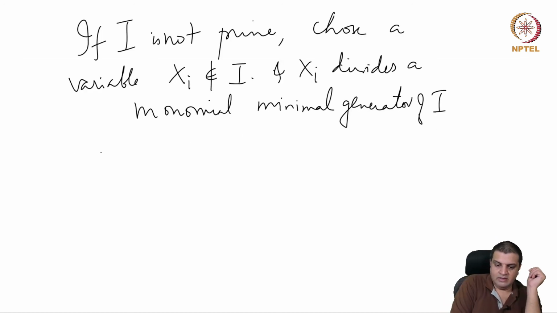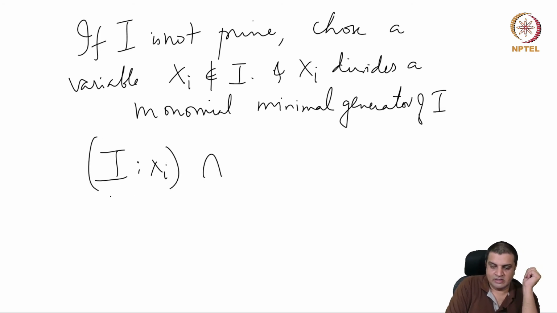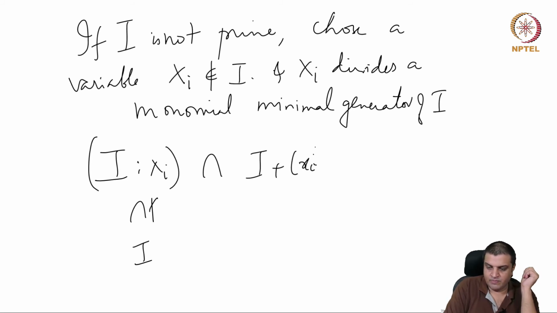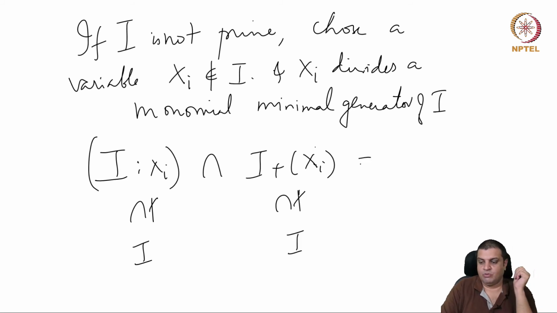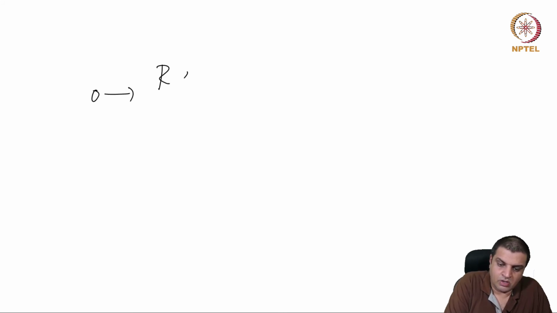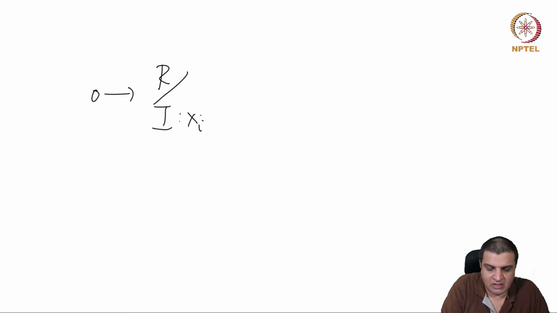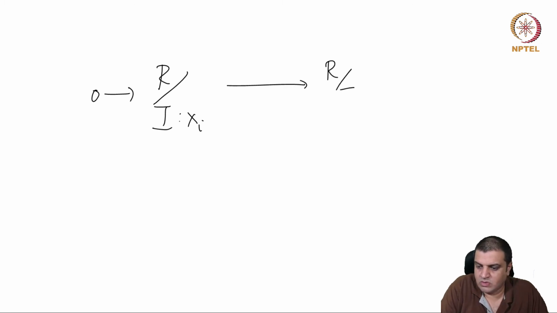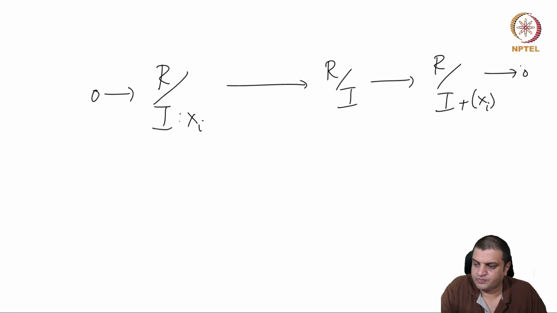Then check that I colon xi intersect I plus xi, with both strictly bigger than I, is equal to I. So this we will do as an exercise. Now we have an exact sequence 0 to R mod I colon xi, this we have done earlier, to R mod I to R mod I plus xi to 0.